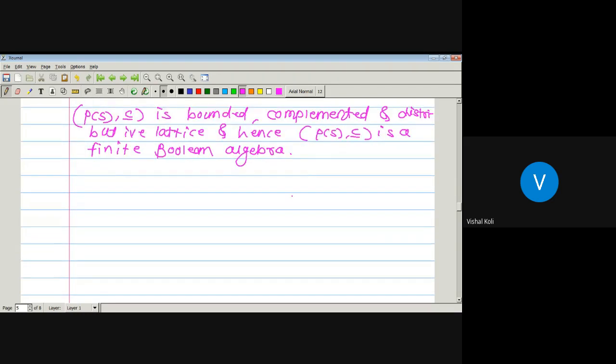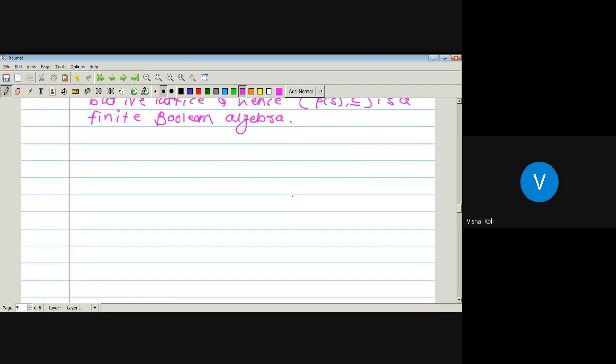Okay. Yes, Kunal, any doubt about the definition of finite Boolean algebra? No, sir.